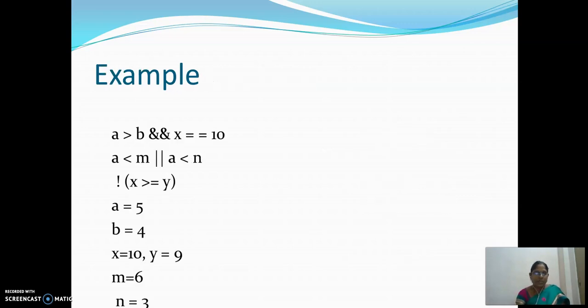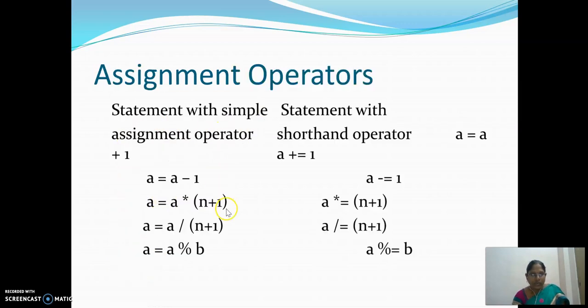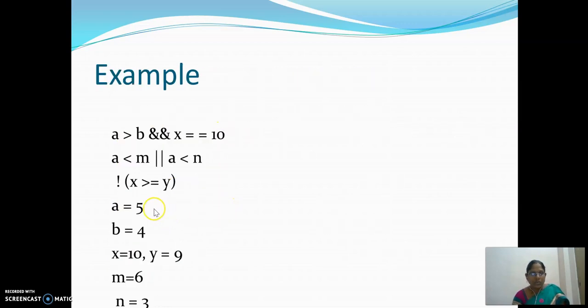We will see an example here: A is greater than B and x is equal to 10. Here A is equal to 5 and B is equal to 4. Is 5 greater than 4? Yes. And x is equal to 10. Yes. So these two are true, so it returns true. A less than 6, that is 5 is less than 6, yes, or 5 is less than 3. This is false, and this is true. So if any one is true, then it returns true.